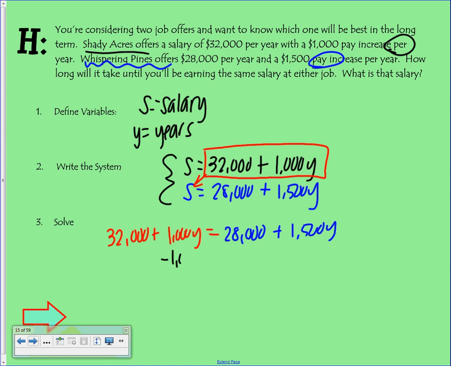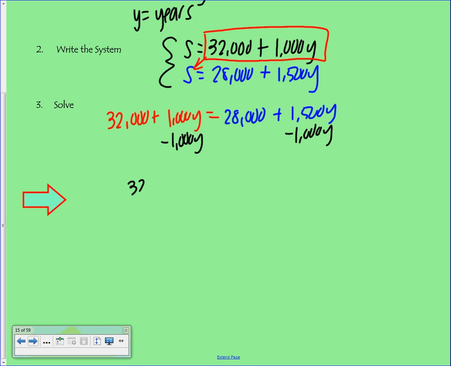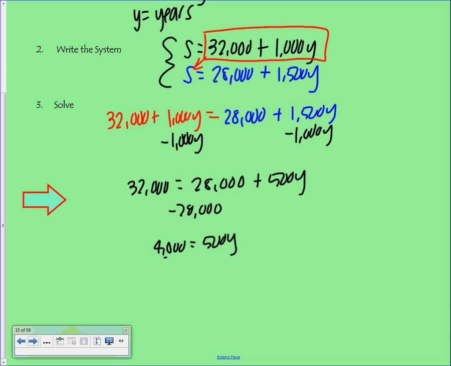So to solve, I'm going to get my variables together. So I'll subtract 1,000y. So I'll get 32,000 equals 28,000 plus 500y. I'll subtract 28,000 from each side. So that gives me 4,000 equals 500y. Divided by 500, y will equal 8 years.